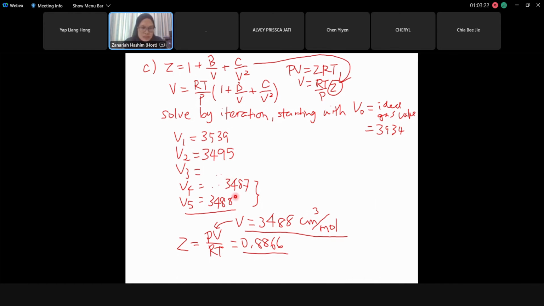The values remain constant. So in this case, after the 5th iteration, you get the constant, the value remains the same. So in this case, this is the answer, 3488. So you get V equals 3488 centimeter cubic per mole. So you can calculate for Z. Using this, Z equals PV over RT, you get 0.8866. Okay.